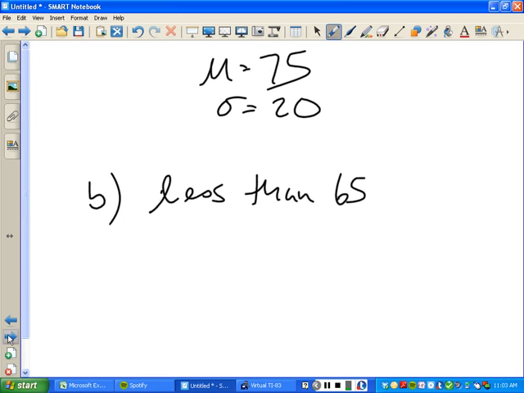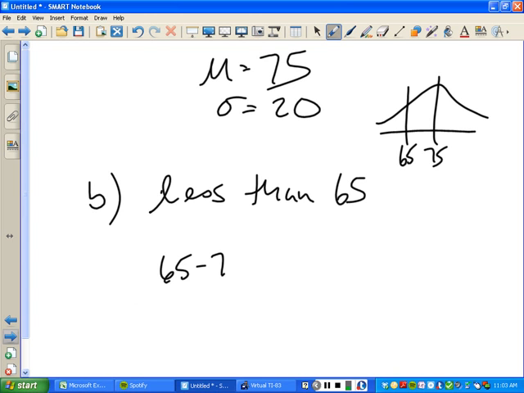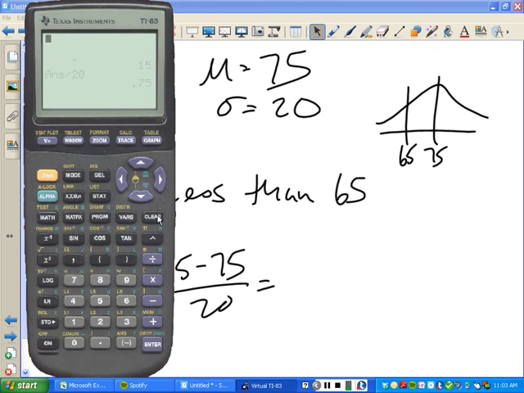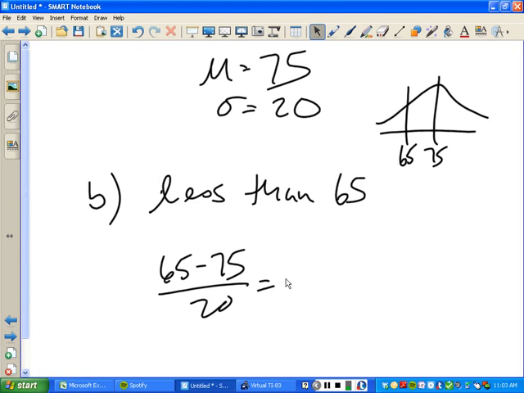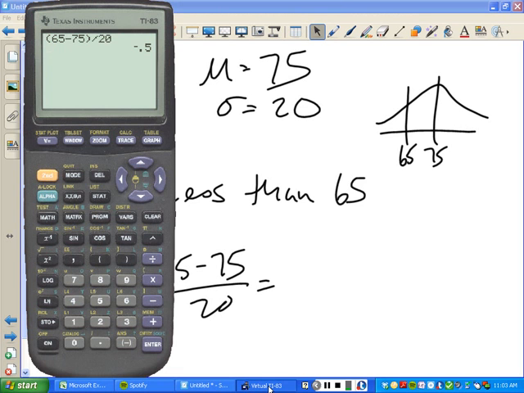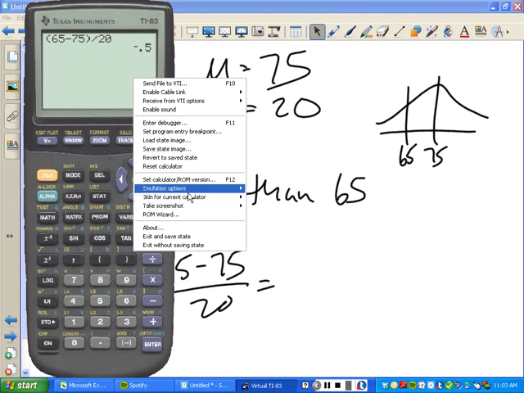Now, going to the next one, less than 65. Here's 65, here's 75. 65 minus 75 divided by 20 equals, here we go again. Open parentheses, 65 minus 75, close parentheses, divided by 20. Negative 0.5. We'll go ahead and capture that as well.